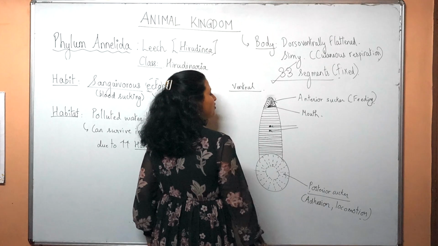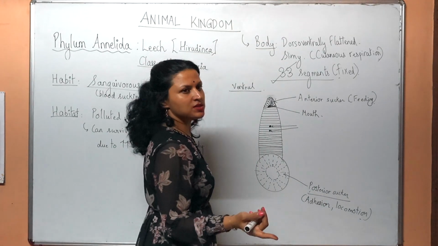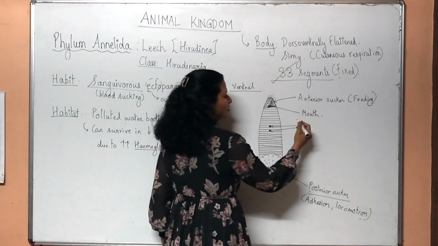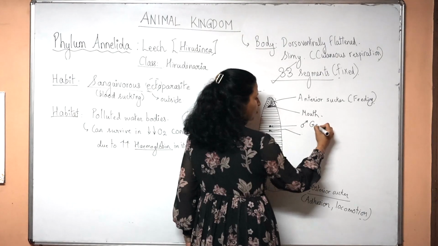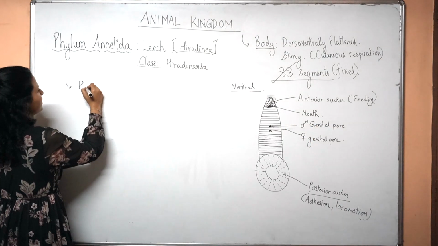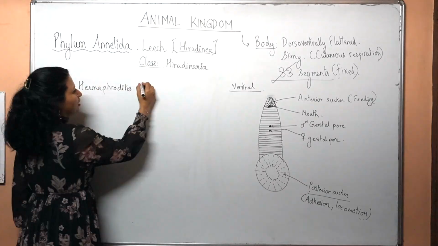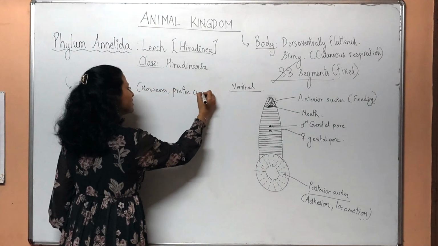Leeches are hermaphrodites and they will have both the male and the female reproductive systems and their openings. On the ventral side, the one shown on top is the male genital pore and the one below is the female genital pore. Let us mention that they are hermaphrodites. However, just like the earthworms, they prefer cross-fertilization.